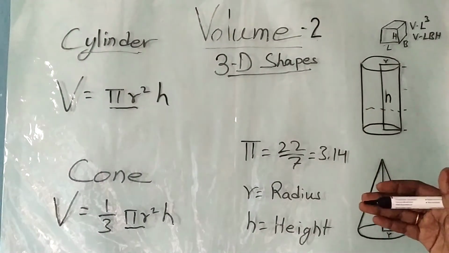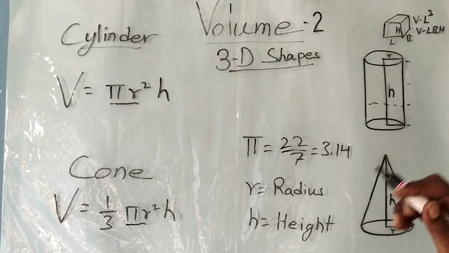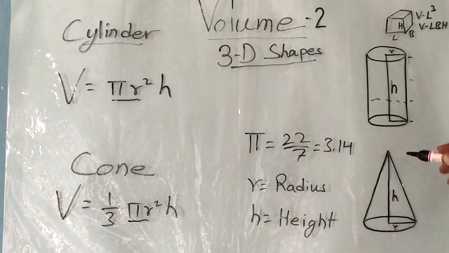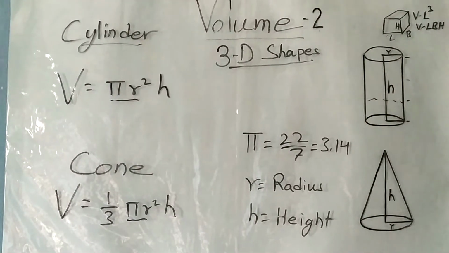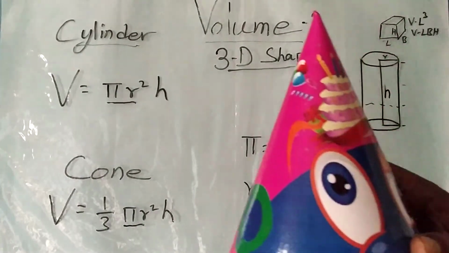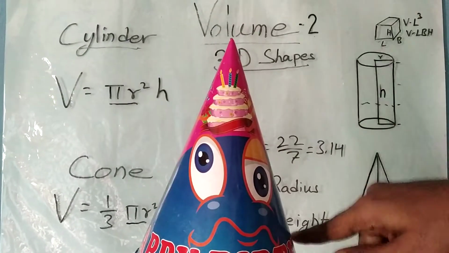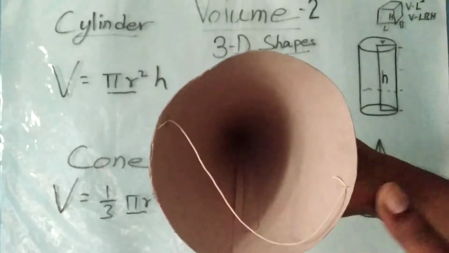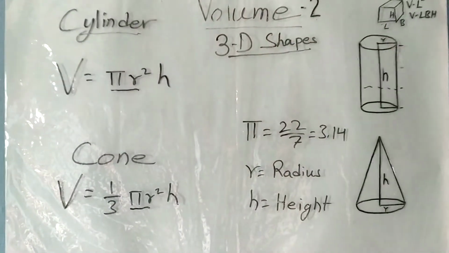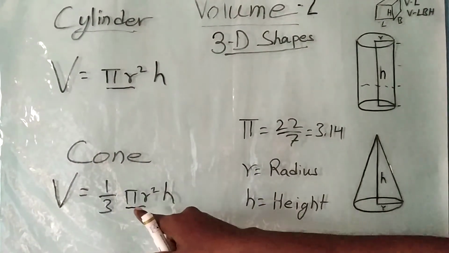Same case in cone also, but the volume of cone is 1/3 of the cylinder. So here also a circular shape is there. I am showing you the shape of the cone. Ice cone is an example and birthday cap is an example. This is the birthday cap. We have seen this is conical in shape and the bottom is circular. So to find the volume of this cone, we have to multiply 1/3 with the volume of the cylinder.